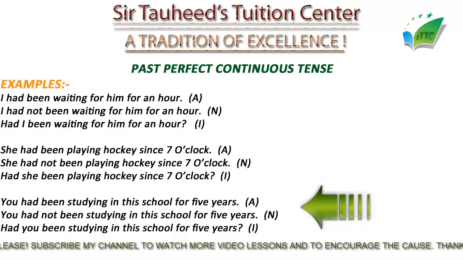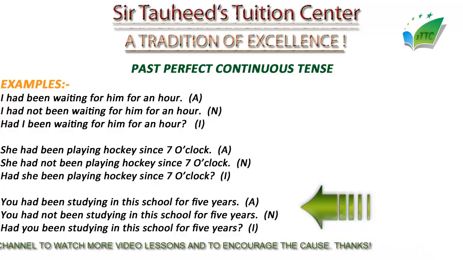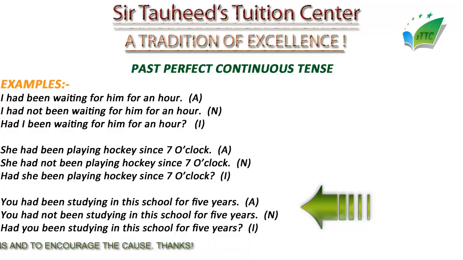Now if we want to make its negative sentence, we have to put not after had, and the sentence will become like this: you had not been studying in this school for 5 years. It means that you did not study there for 5 years, maybe more or less time. Maybe you might have studied more than 5 years or less than 5 years.